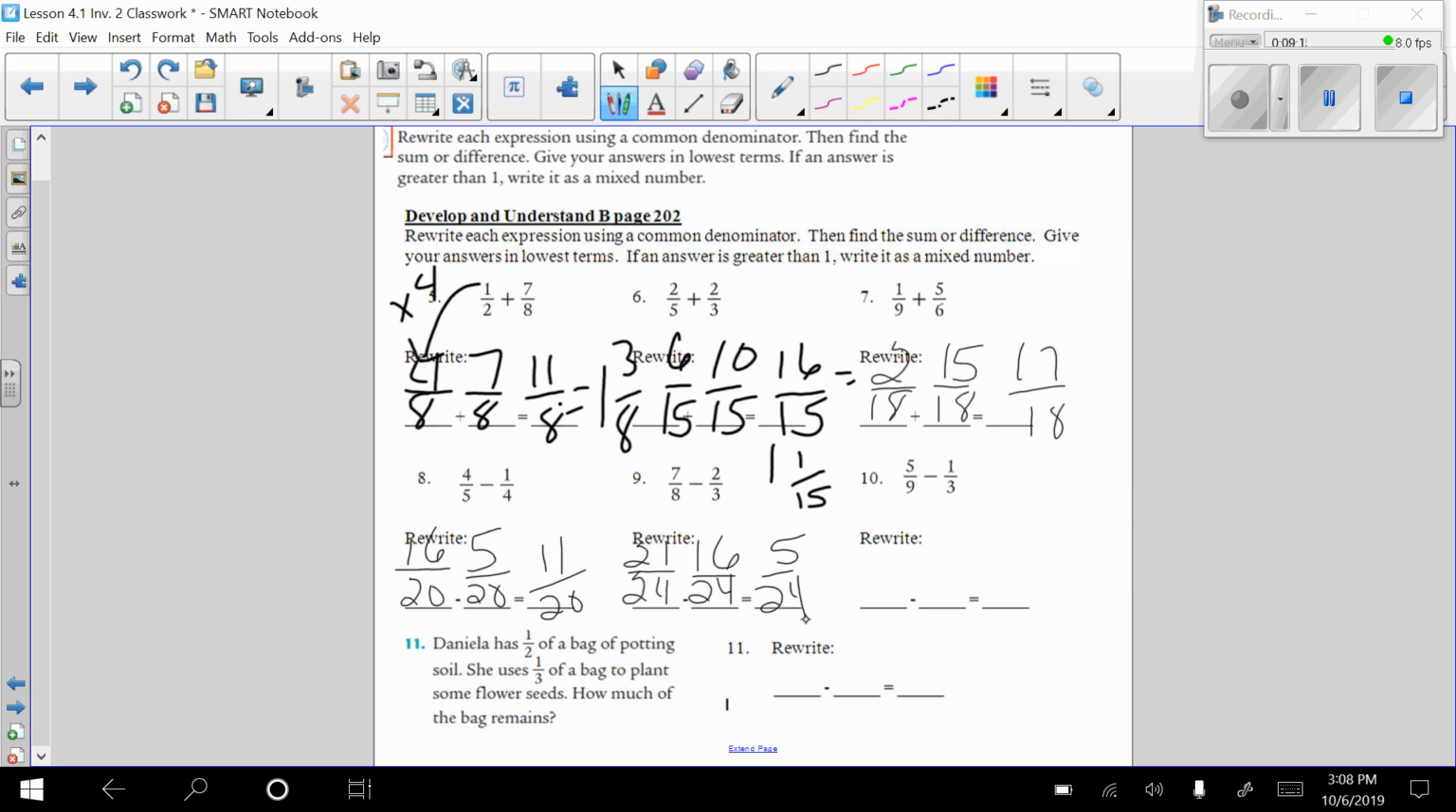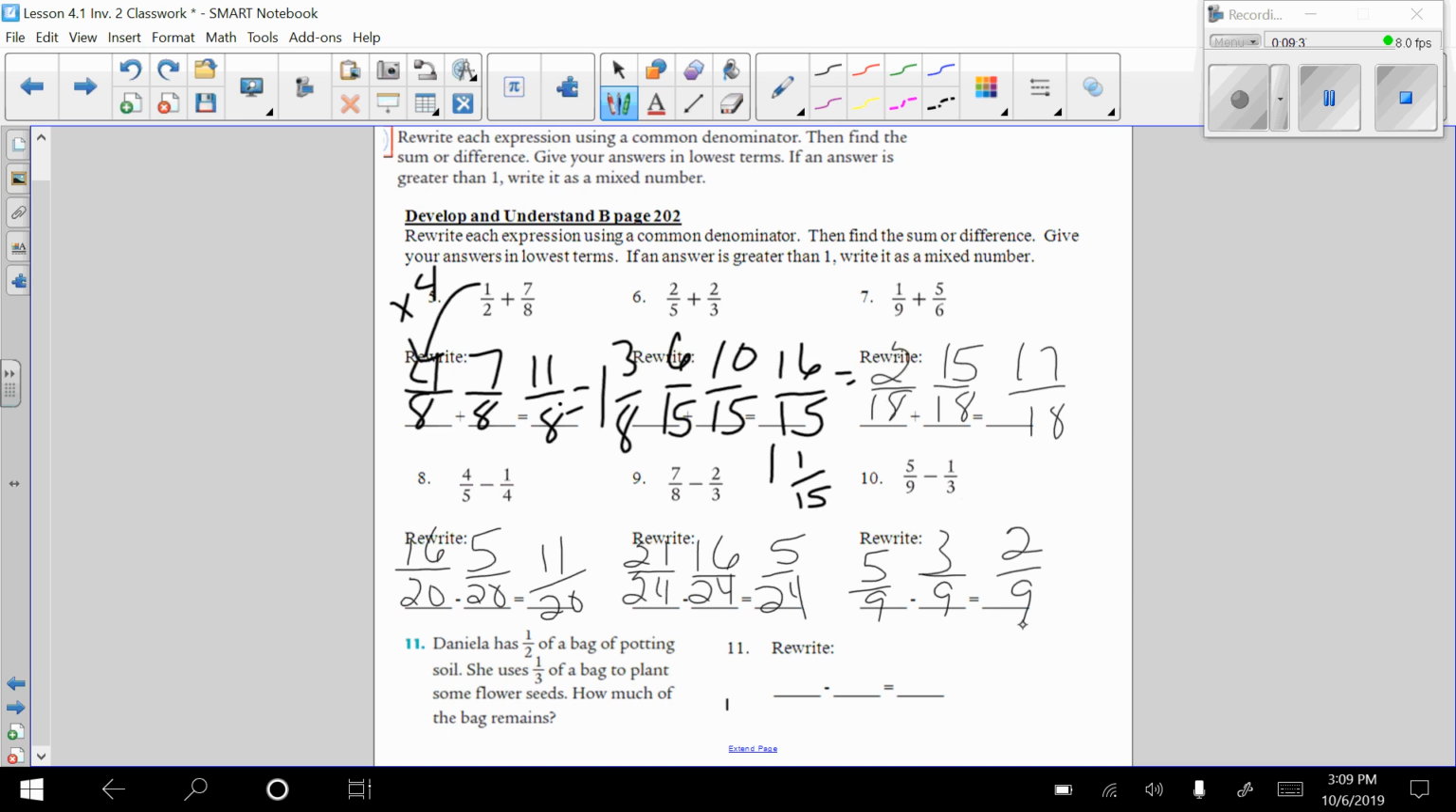5/9 minus 1/3. Again, finding a common denominator. Well, in this case, I can see that it's going to be 9 because 3 is a factor of 9. So 5/9 would just stay. What did I do to 3 to get to 9? I multiplied by 3. 1 times 3 is 3. 5 minus 3 is 2, so this would give me 2/9.